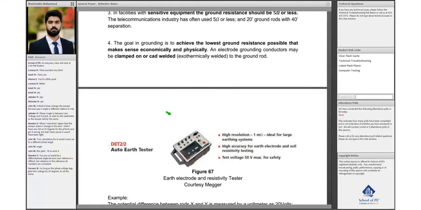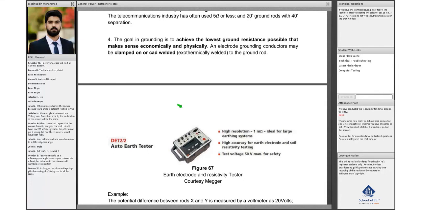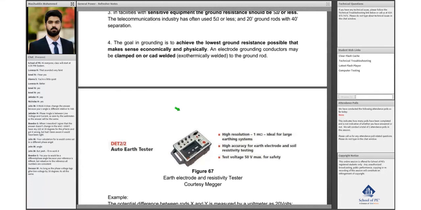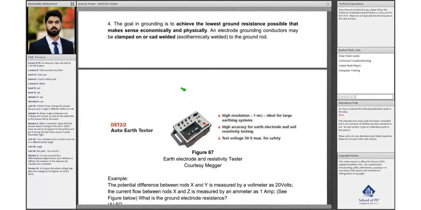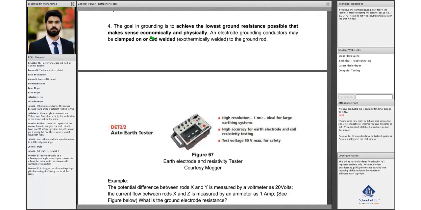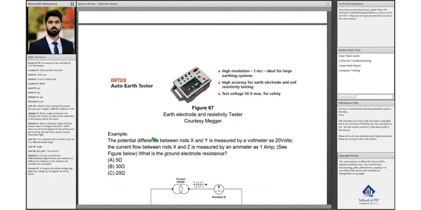So the goal in grounding, as I said, is to achieve the lowest grounding resistance possible, keeping in mind the economic side of things and the physical side as well, because not everywhere can we have the desired grounding plan that we want. So both physical location and capital investments play an important role. The ground electrodes can either be clamped or CAD welded. CAD welding is the process most commonly used in the industry for exothermically welding your ground rods to the grounding conductor. Basically you use the welding powder and ignite it, and it forms a permanent bond between the grounding conductor and the ground rods.